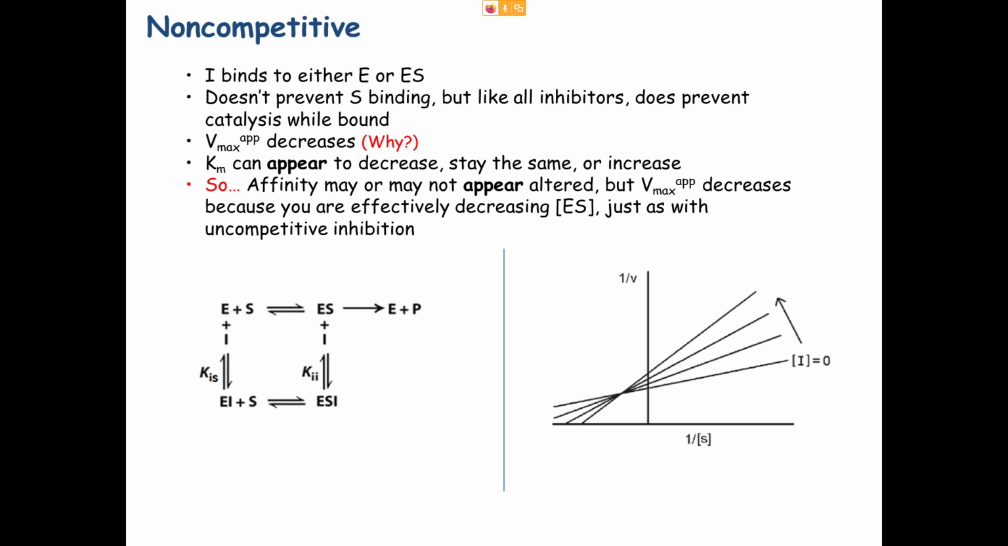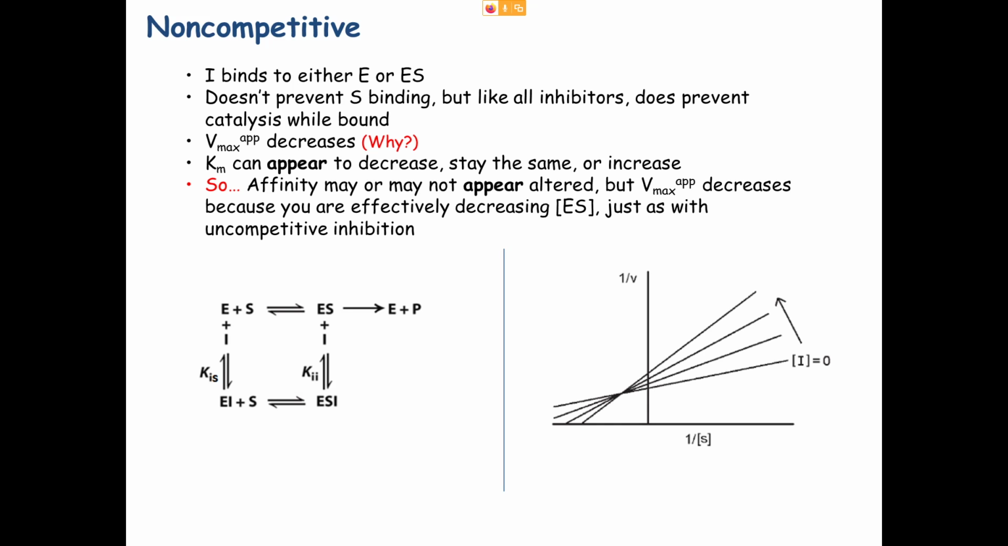So it can bind to either E or ES. At first glance, you might think it doesn't alter the equilibrium at all because it can bind on either side. And that would be true, and that's what a lot of the books call non-competitive. That would be true if the inhibitor molecule I has the same affinity for two different things, E and ES. Those are not the same molecules.